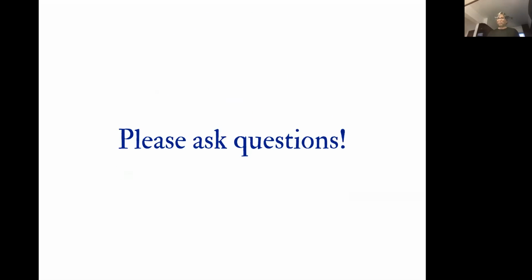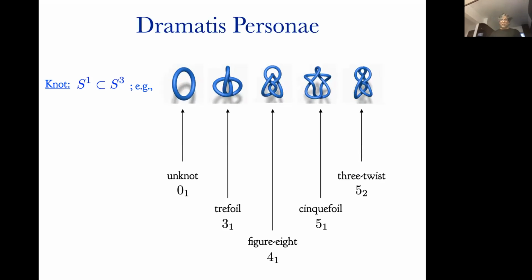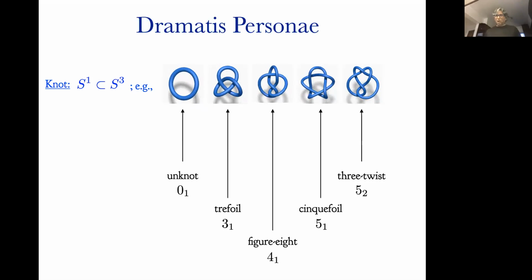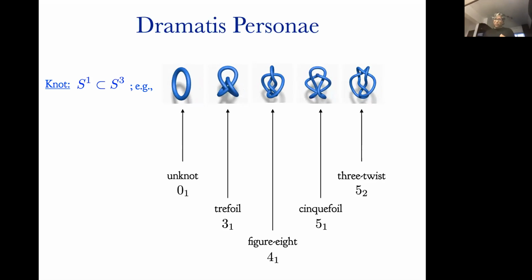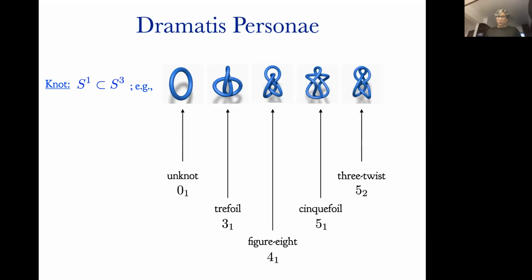So again, please ask questions wherever they're necessary. All right, so let's start talking about knots. So here are some examples of knots. As I said, knots are circles embedded in three spheres. So the simplest knot is the unknot, but if you include crossings, you have the trefoil knot, the figure eight knot, the cinquefoil knot, and three twist knots as some of the simplest knots that we encounter.